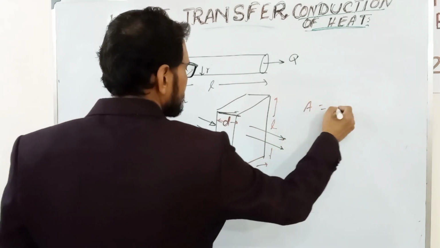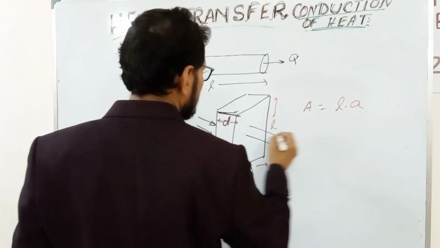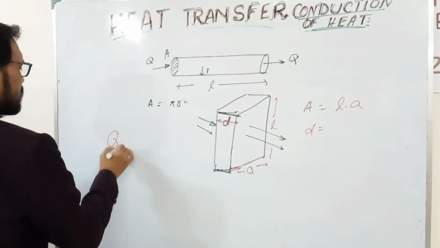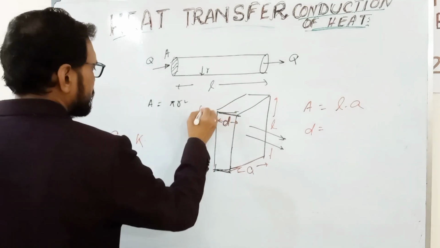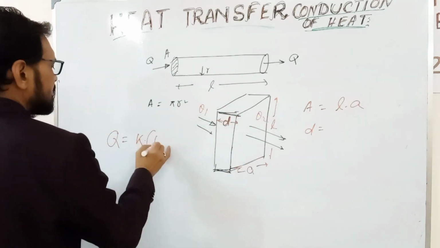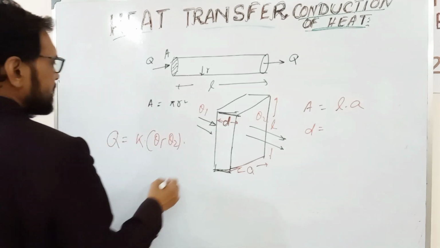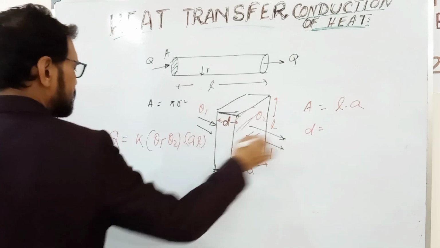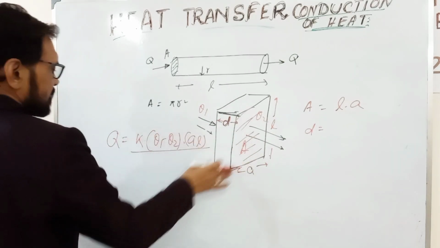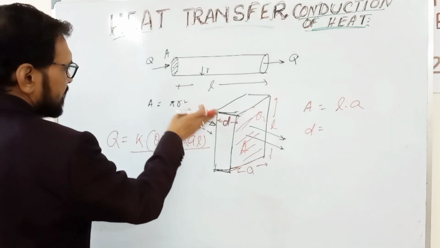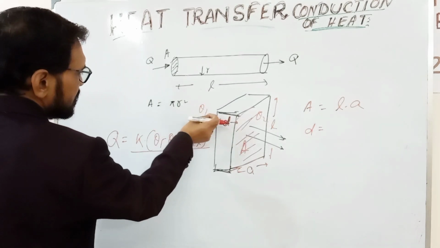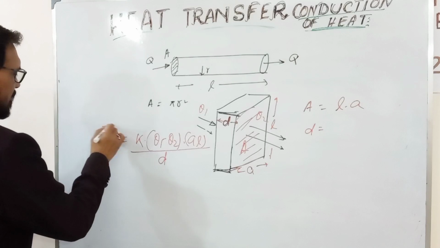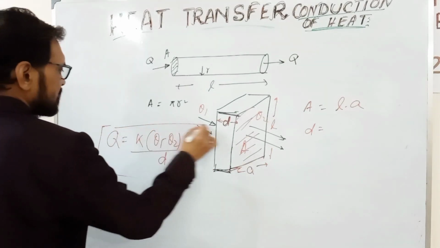Now the area will be L into A, and the thickness is D. So the heat supplied will be K into (theta 1 minus theta 2) into area, which is length into breadth, divided by the thickness. Thickness means the length through which the heat is conducted. The answer will be this into time, t seconds.